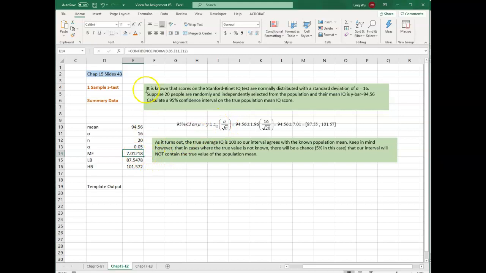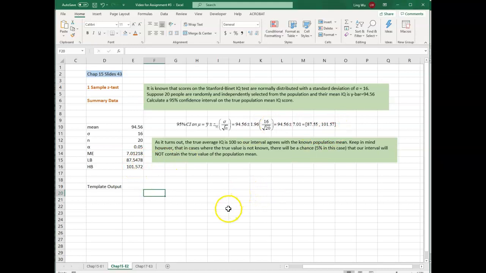In Excel there's a CONFIDENCE.NORM function. We have the alpha value 0.05, and then this is the sigma value, and then the n value. Select these three, and this function gives us the margin of error. We calculate the lower bound using our mean minus margin of error, and the upper bound is mean plus margin of error. So these two values agree with this one.